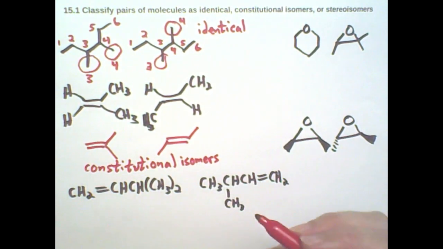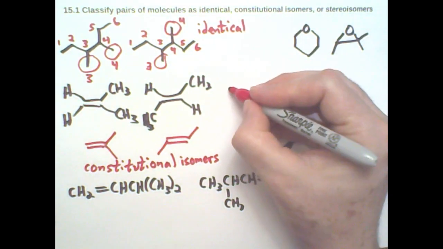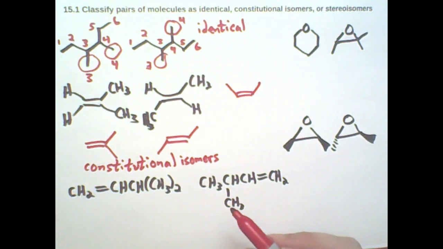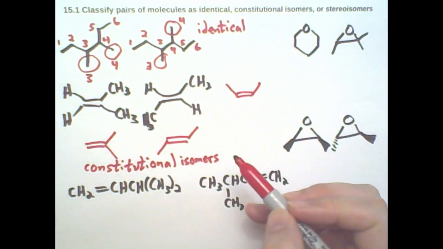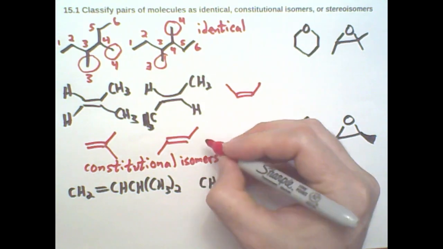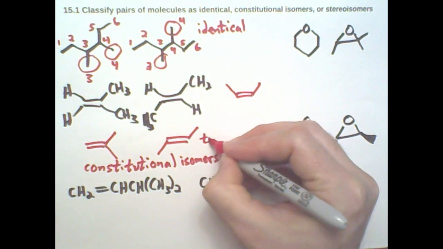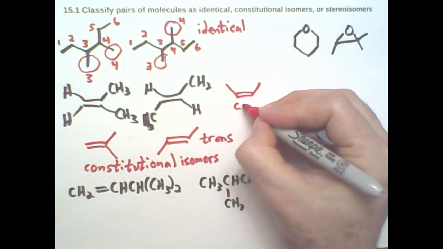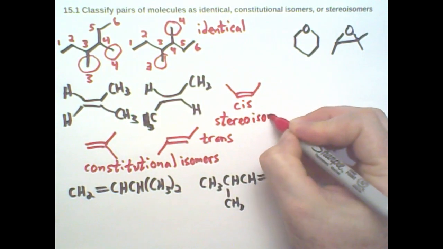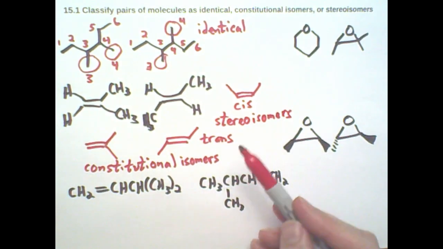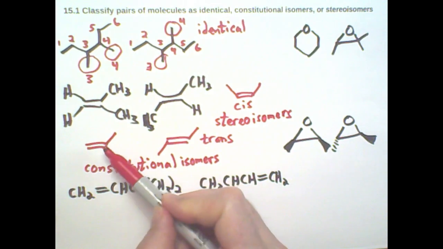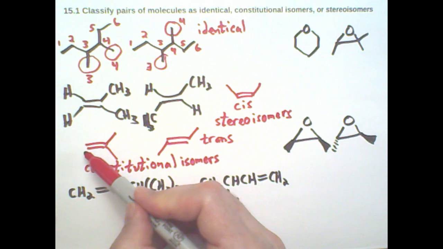I'm going to add another structure. I'm not going to write it all out. I'm just going to do the line angle structure for it. But here I've got a double bond and 2 methyl groups on the end, but it's not the same as this. Down here I've got the trans isomer, and up here the cis isomer. So these would be stereoisomers of each other, while the cis isomer would still be a constitutional isomer of this 2-methyl-1-propene.